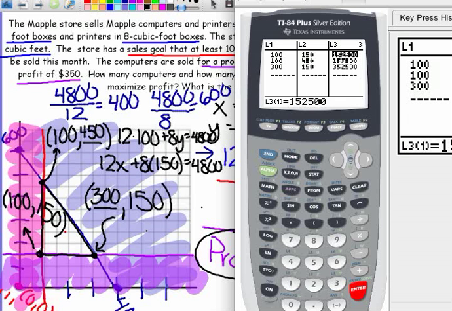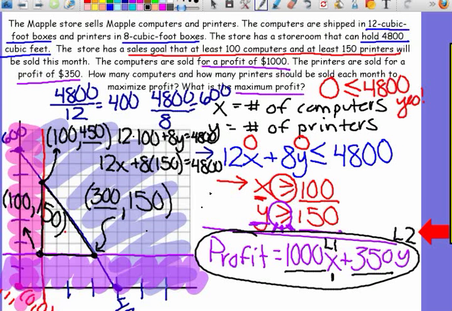You kind of scan through, find the biggest one. That would be 352,500. So then you would write that out as a sentence. 352,500. I have to remember that.